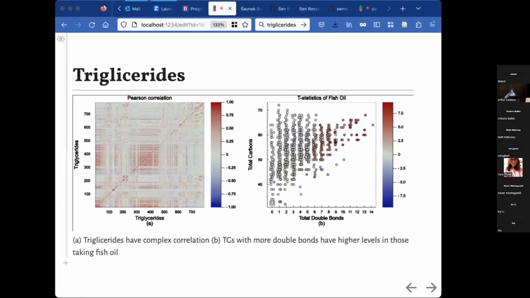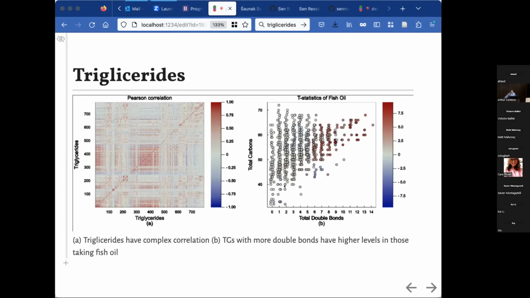So this is from a human study. The individual characteristic is whether or not the individual is taking fish oil or not, okay? What I have plotted on the left is the correlation between the triglycerides, which, as you can see, is very complex. They are not independent. And on the right-hand side, each point is a triglyceride, and the color indicates to what extent the level was higher in those taking fish oil versus not.